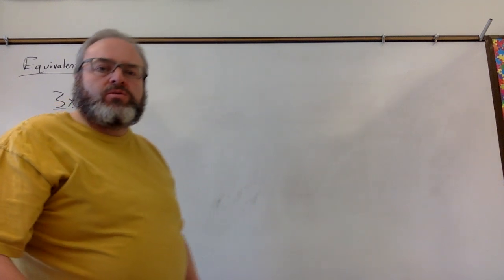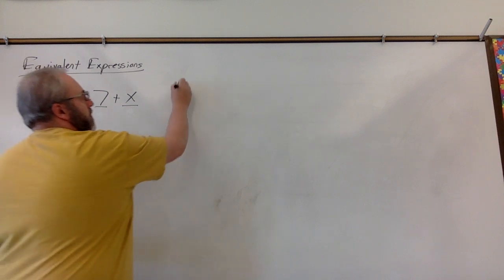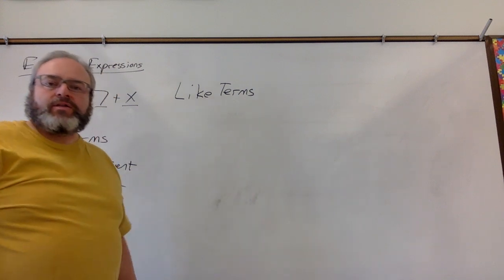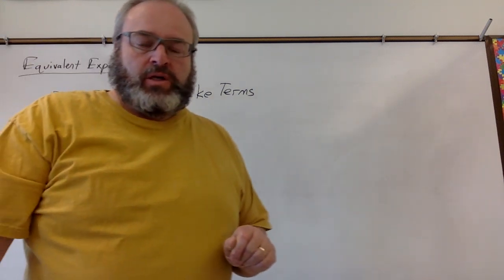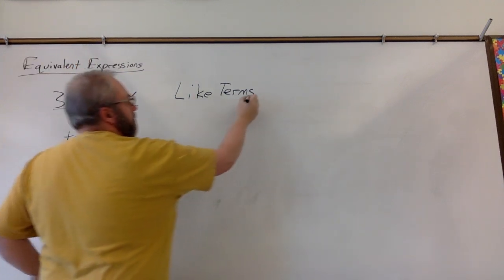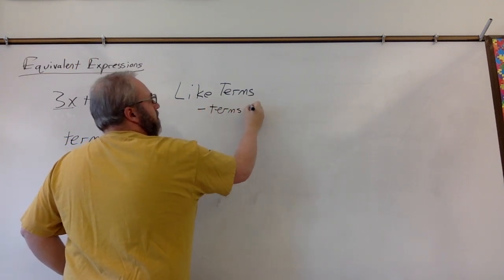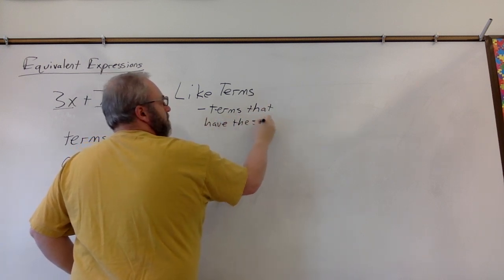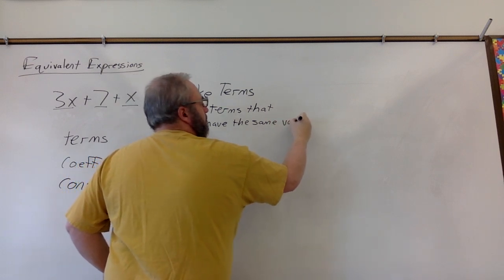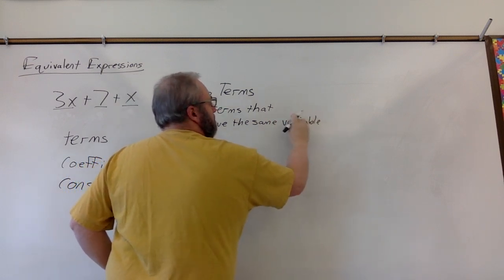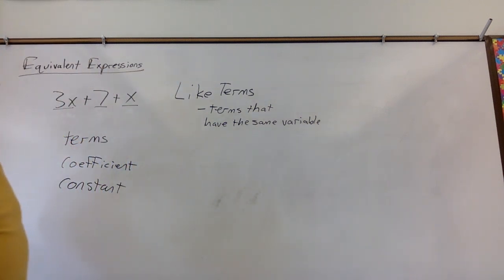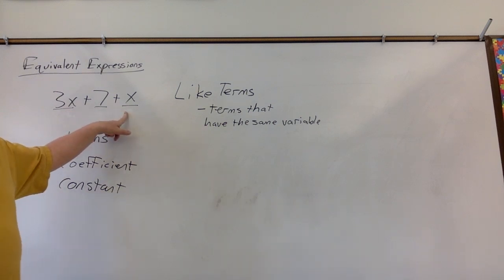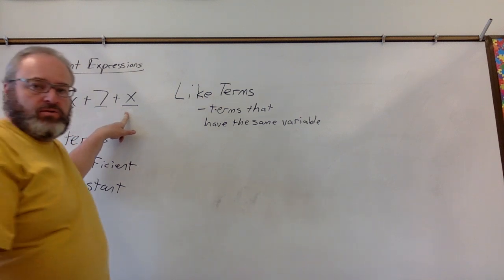Now, the key to understanding equivalent expressions is to know what like terms are. Like terms, terms that are alike. Like terms are terms that have the same variable. Okay, terms that have the same variable. So like terms here would be the 3x and the x. Like terms are the ones that you can actually add together.